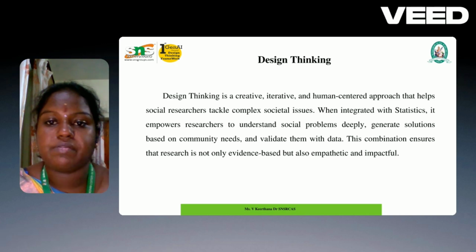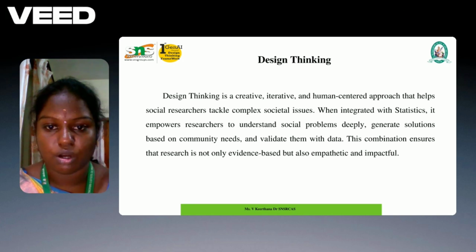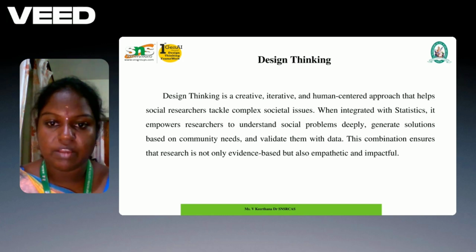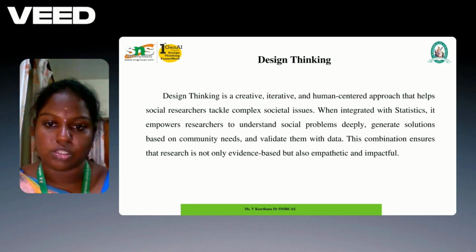So the five stages are empathize, define, ideate, prototype, and test. At the empathize stage, the researcher just analyzes what the problem is. In define, he finally finds the problem. In ideate, he has some solutions. In prototype, we decide what methods can be used to solve this issue. And in test, we finally analyze and validate the data, and we can proceed with our solutions.